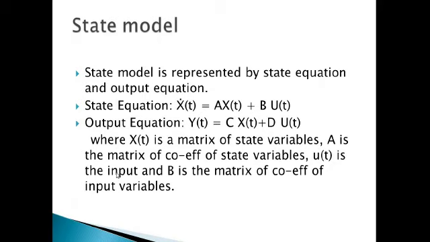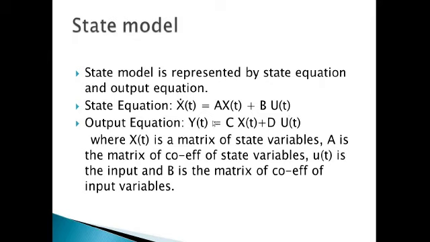So, u of t is the input, where there may again be n number of inputs, u1, u2, u3, again a column matrix. Coming to B, it is the matrix of coefficients of the input variables. The order of that matrix depends upon the number of input variables. Therefore, with 3 state variables and 1 input, in that case it is called 3 cross 1.